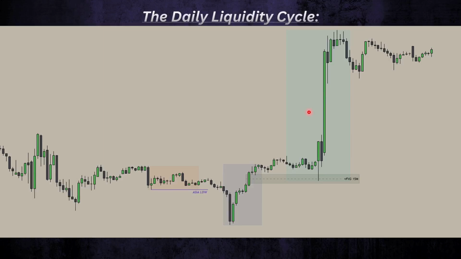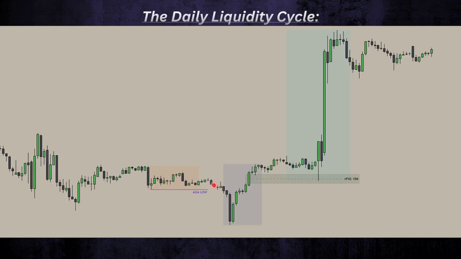Okay, now let's take a look at the chart. You can see the sessions marked here: Asia, London, and New York. In the Asia session, you'll usually see price sit in consolidation, slow movement, tight range, nothing to trade, nothing really happening. That's the market building liquidity.